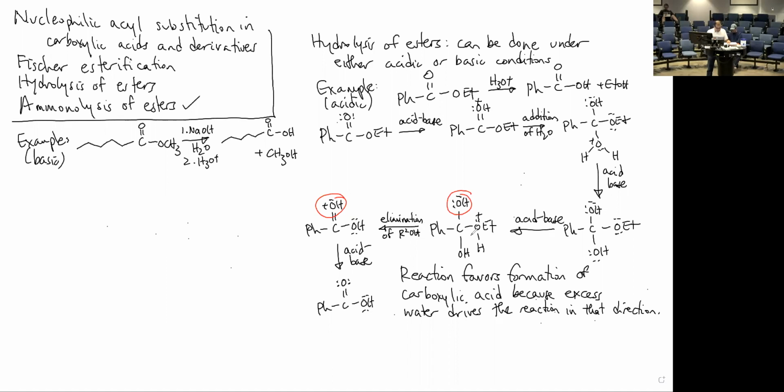So this is going to require somewhat fewer steps. We're going to start out with our methyl hexanoate, and we'll add our aqueous sodium hydroxide. This is going to be our addition reaction. So no acid-base steps. We just lead with the addition.